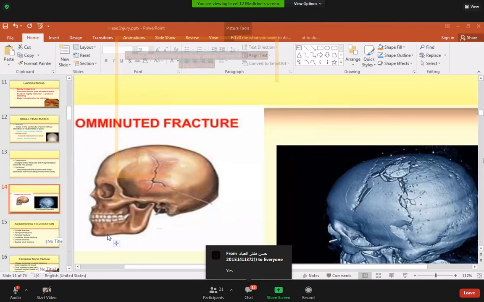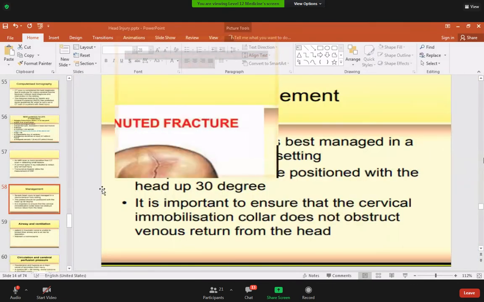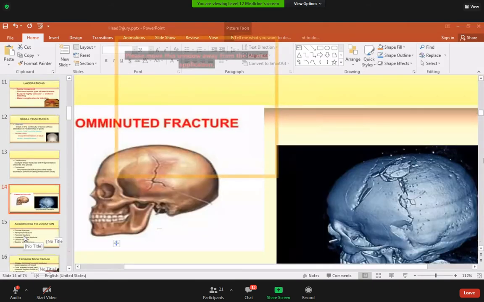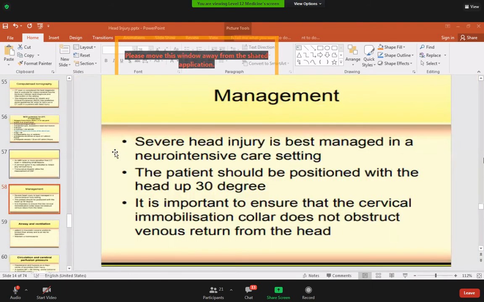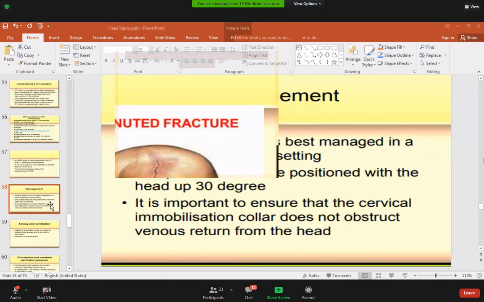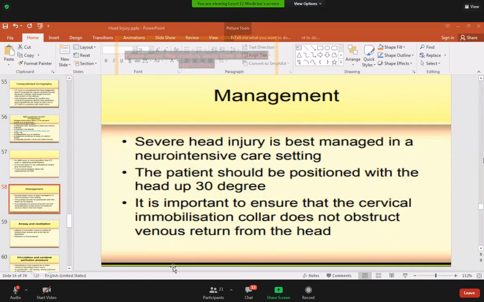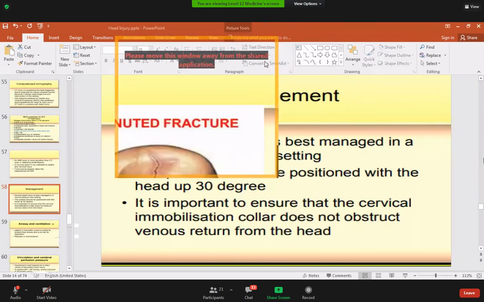Yes, doctor. Okay. Can you tell me what the primary survey and resuscitation is for any trauma patient? ABC, airway, breathing, and circulation. Yes, just ABC. And oxygen demand.